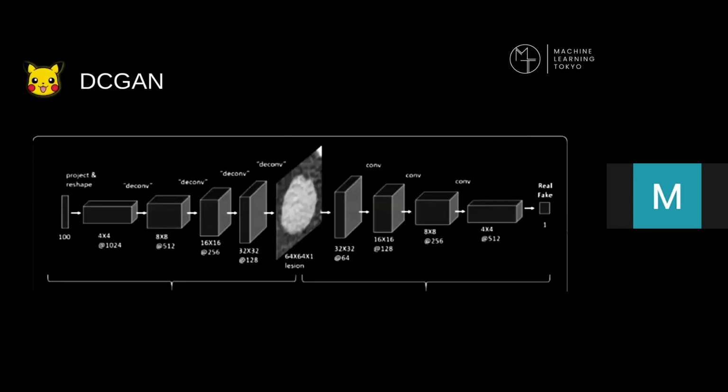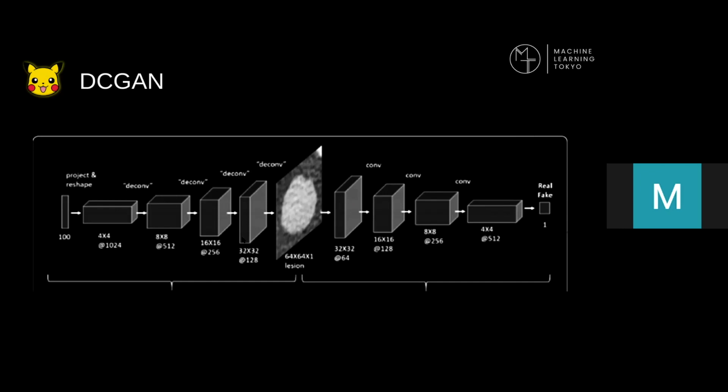If we move forward, this image is taken from the original DCGAN paper. As you can see, it's a bit more convoluted, or a bit more involved in this case, because we have multiple layers of deconvolution and convolution. I will talk more about what exactly deconvolution is as we move on.